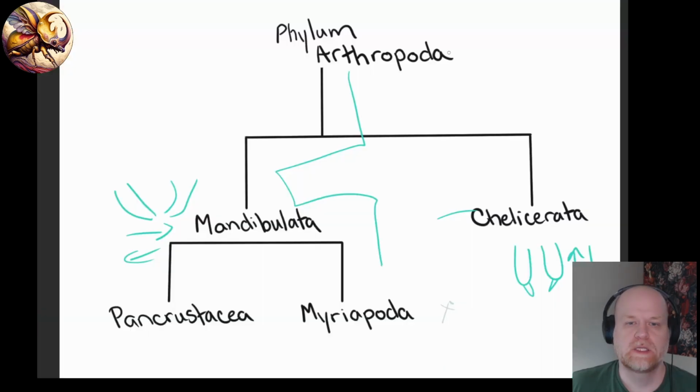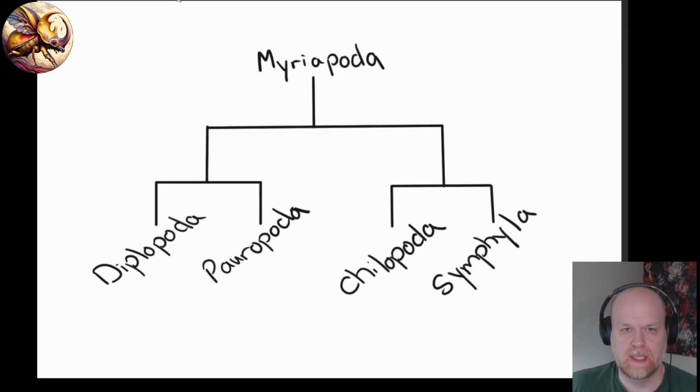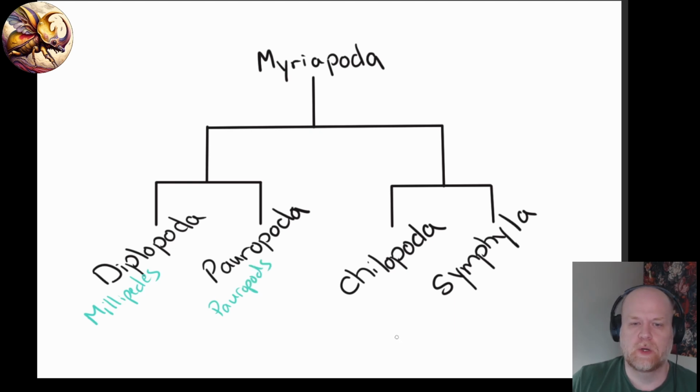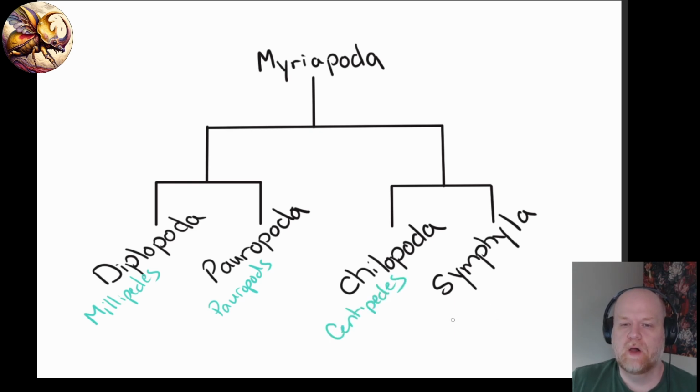So we're moving into the myriapods. These are the centipedes and the millipedes. For the myriapods, we have 4 groups whose evolutionary relationships are not super well understood. We know that there are 4 major groups and then a bunch of extinct groups. The millipedes are the diplopods, and the Pauropoda is usually just called the pauropods. They're a very, very small group, not too many species. The chilopods are the centipedes. And the symphyla are the garden centipedes.